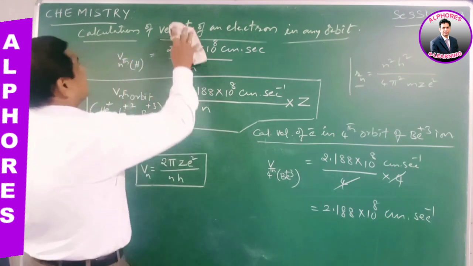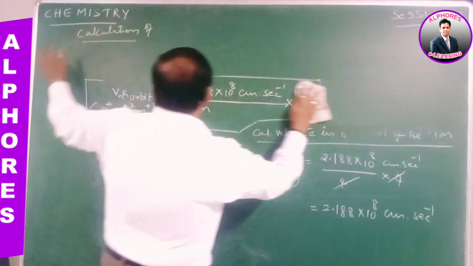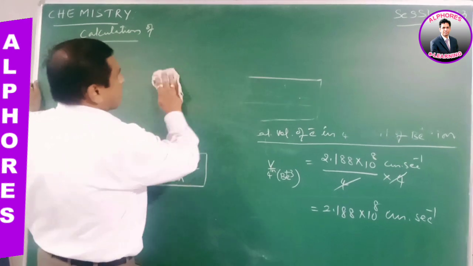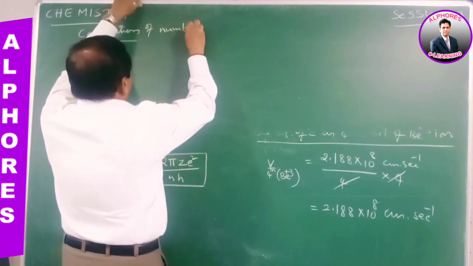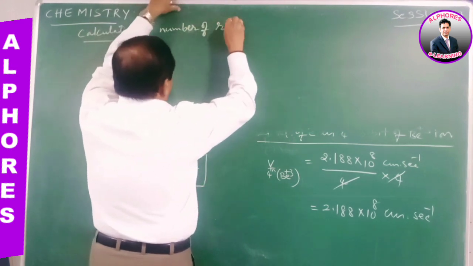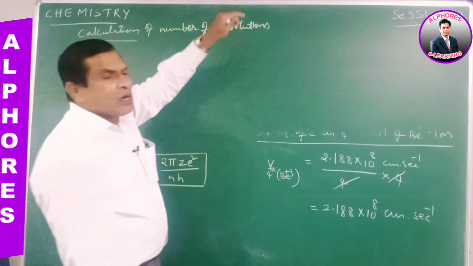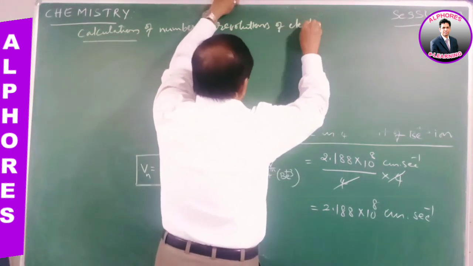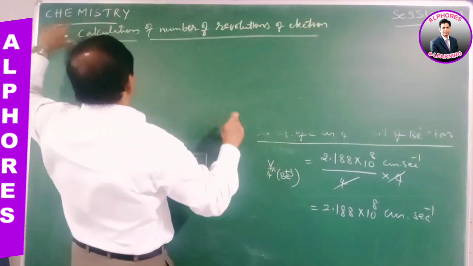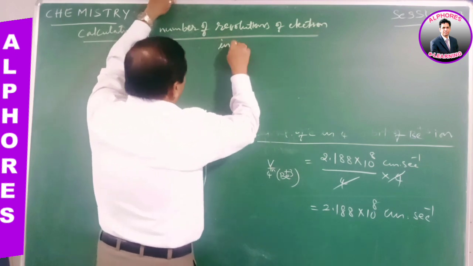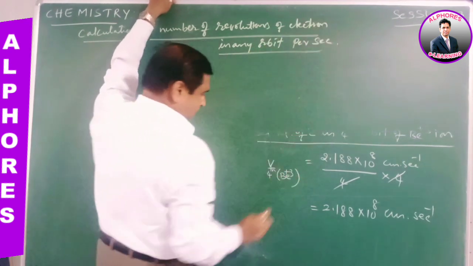Next one is the calculation of the number of revolutions of an electron in any orbit per second.